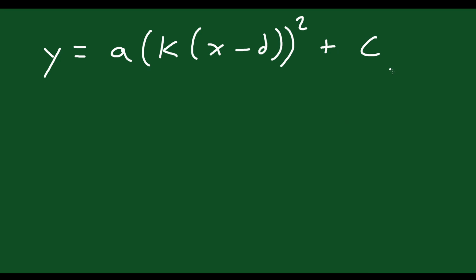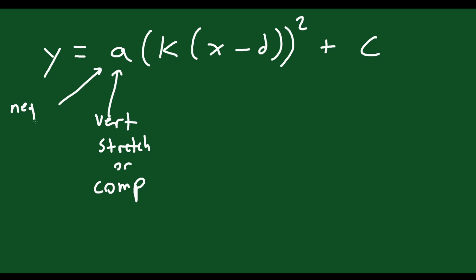This is the general form for a quadratic equation with all kinds of transformations, all at the same time. We've talked about these already. A represents a vertical stretch or compression, and if it's negative, that would mean there's a vertical reflection.